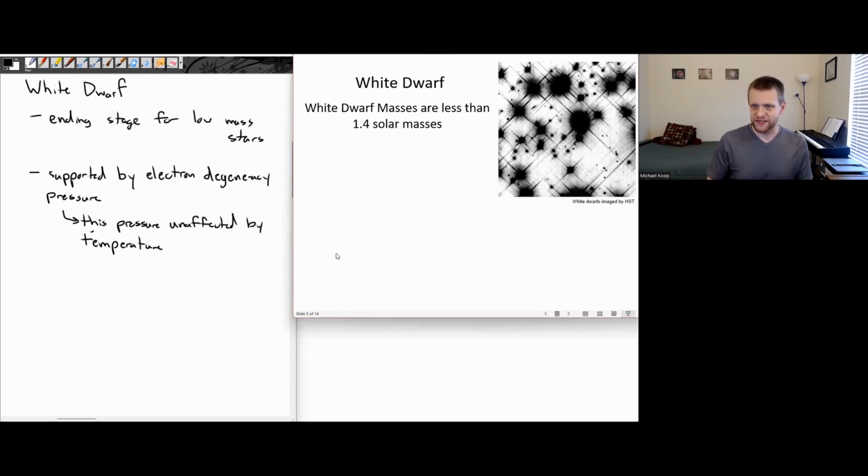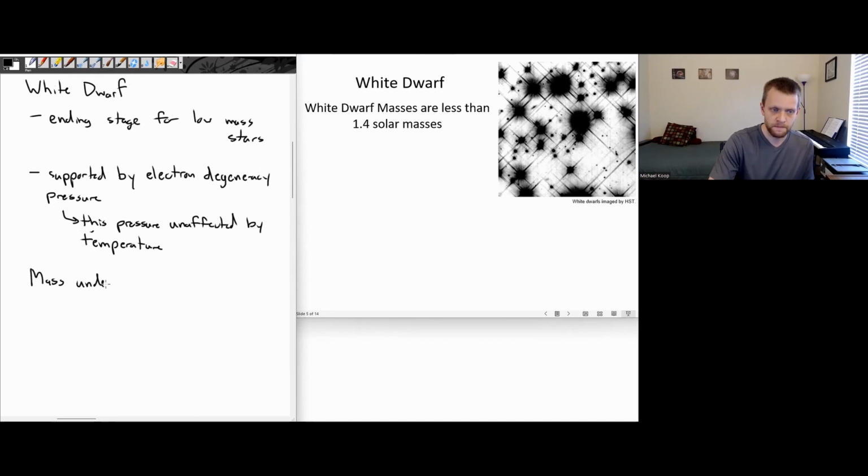These white dwarf masses are less than 1.4 solar masses. So mass is under 1.4 times the mass of the sun. So whenever you see this symbol, M with a little circle and a dot, that means solar masses.